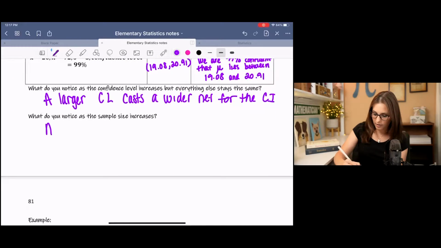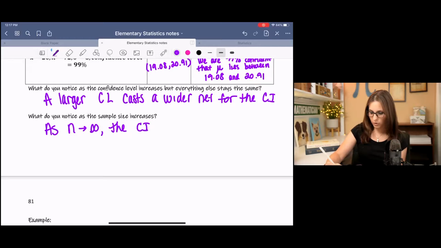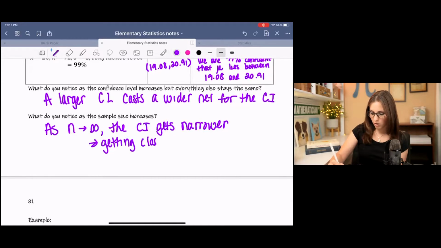So as n gets larger, the confidence interval gets narrower. We're zeroing in on, or getting closer to, approximating or estimating the population mean.